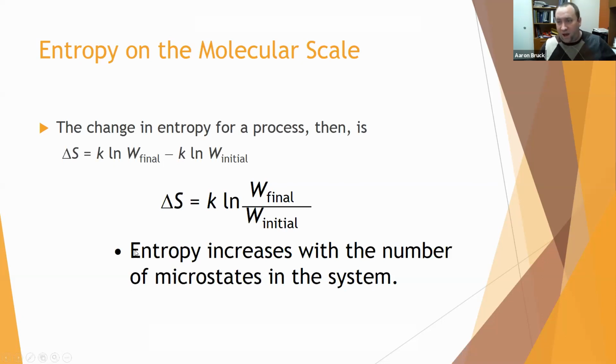Overall, the big takeaway here is that when we see an increase in the number of microstates in the system as we go from reactant to product, we will see an increase in entropy as well. And if we see a decrease as we go from reactant to product, we will see a decrease in entropy as well.